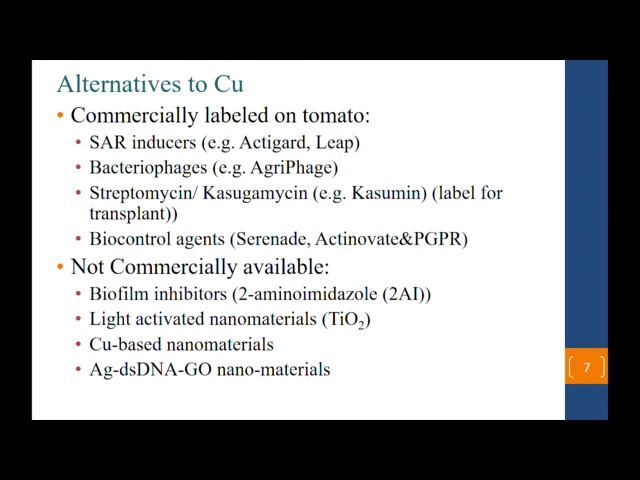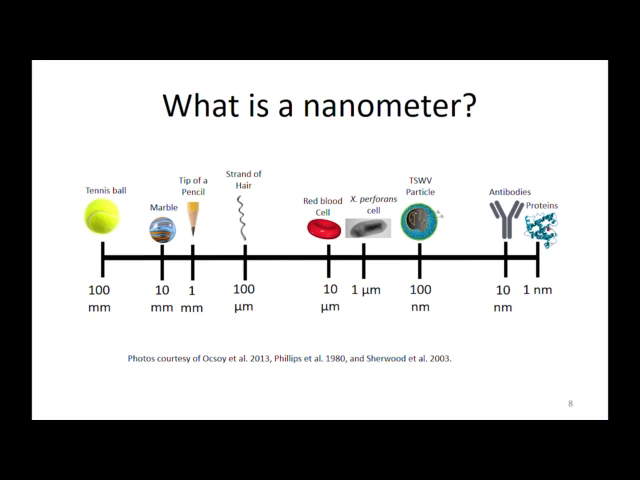And there are some non-commercially available ones that were being tested. For the biofilm inhibitor, you still need to combine it with a copper bactericide, so it's not really ideal. Some of the nanomaterials that we tested have good antibacterial ability, but haven't been commercialized, except the copper-based nanomaterials that Amanda Strayer introduced last year. That one is in the pipeline, but the others are not commercially available. So that leads to the question: what is a nanometer?